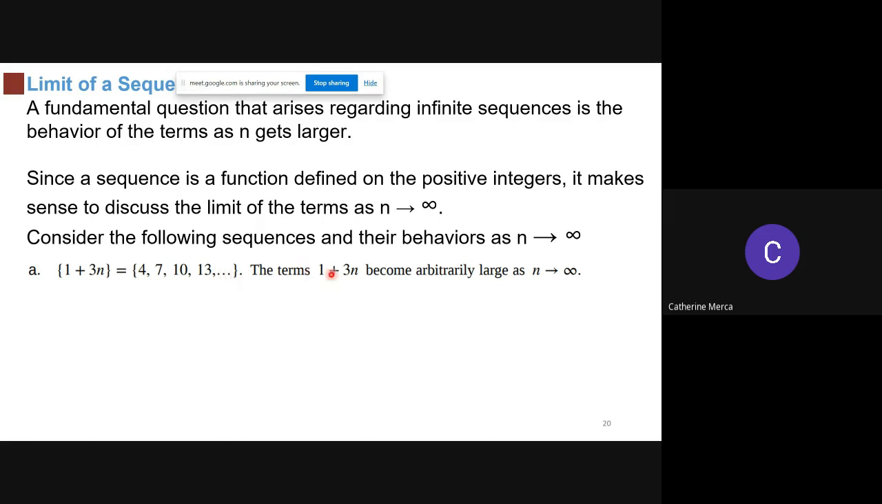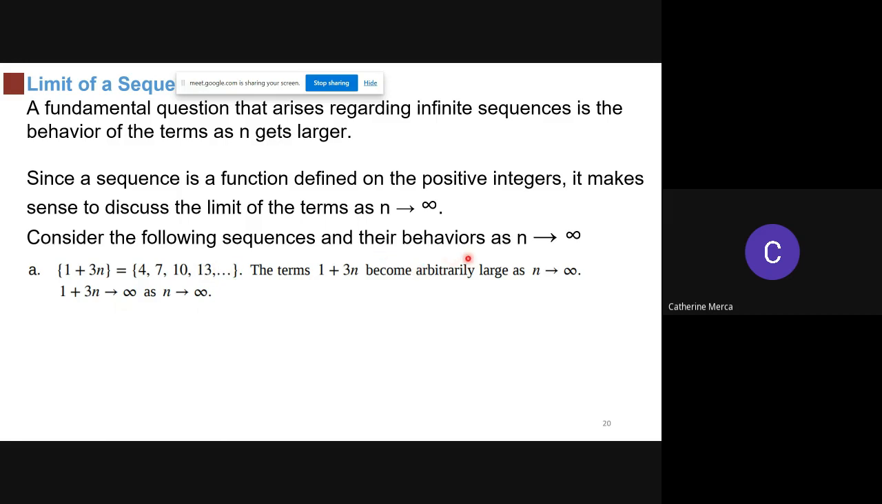Now the terms 1 plus 3n become arbitrarily large as n approaches infinity. Is this clear? If n is very, very large, then 3 times a very, very large number will tend to infinity. So it will become a very, very large number when you take n as a very large number. So 1 plus 3n tends to infinity as n approaches infinity. Is that clear? Ang ibig sabihin nito?